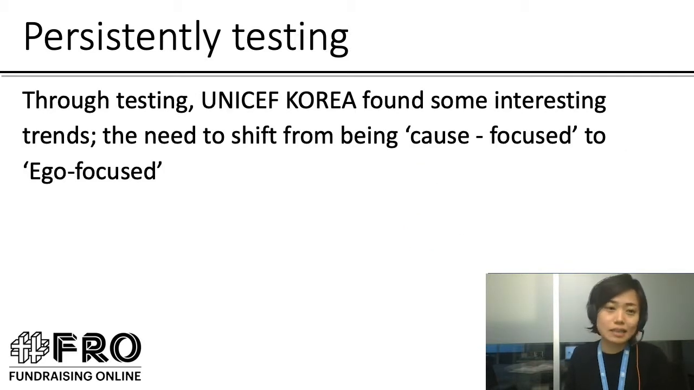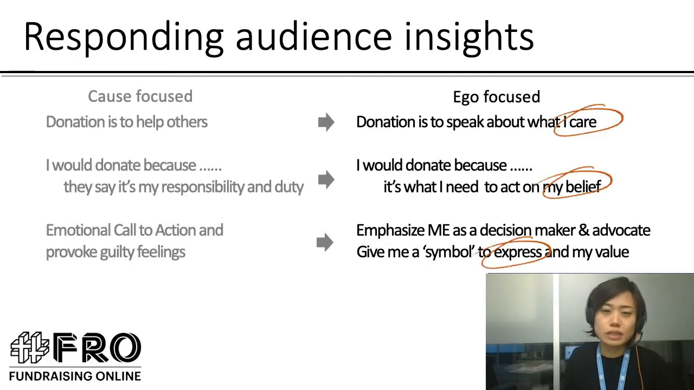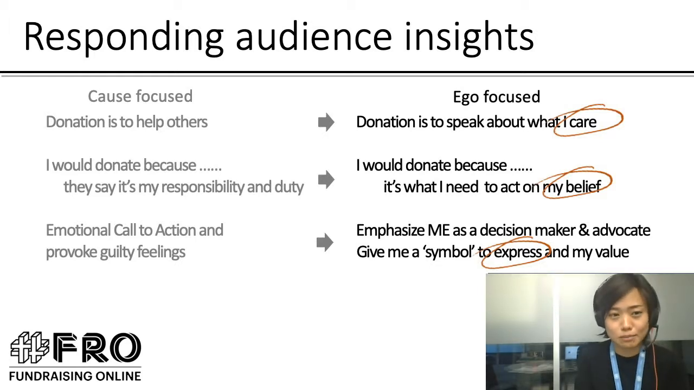Through testing, what is important is that working this way, UNICEF Korea started to find some interesting trends. What UNICEF Korea found was that they needed to shift from being cause-oriented to being more ego-focused. I think it's easier to show you a little bit of examples in the next slides.